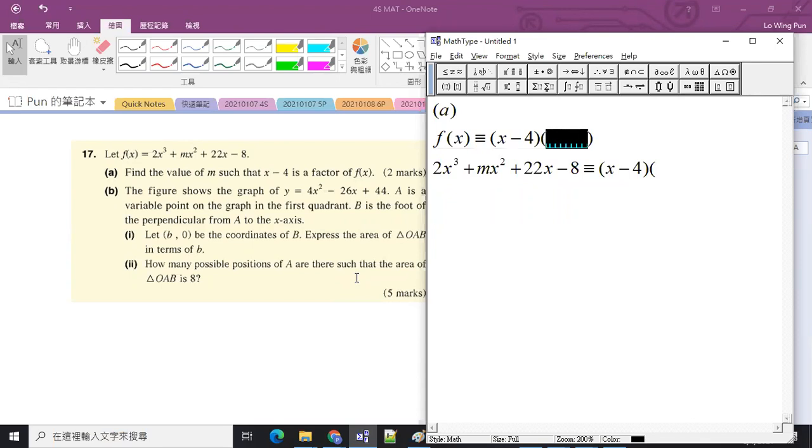Okay, so this part should be degree 2. Do you understand? Degree 2. Because f(x) is degree 3, and then x minus 4 is degree 1. So the quotient should be degree 2. But what is a degree 2? If we want to let the quotient out, then we need to let it be ax squared plus bx plus c, right? Degree 2 means that the highest power of x is equal to 2.